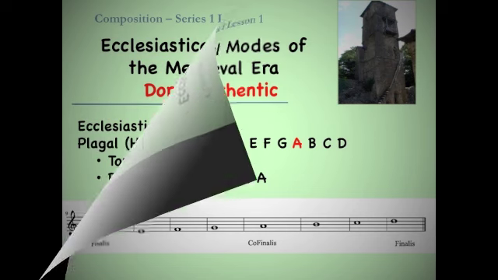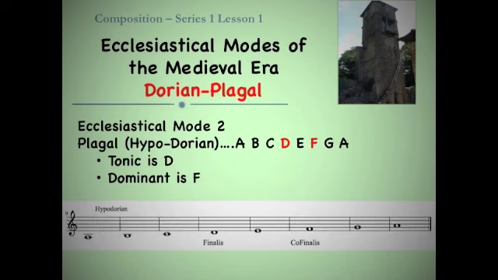Now, mode 2 is what they call the variant of the Dorian mode. It's called the Hypodorian. The notes in the Hypodorian mode are A, B, C, D, E, F, G, A. The tonic is still D, but now the dominant is F.